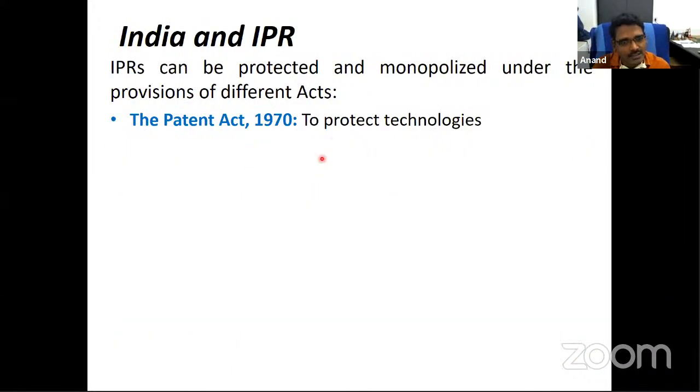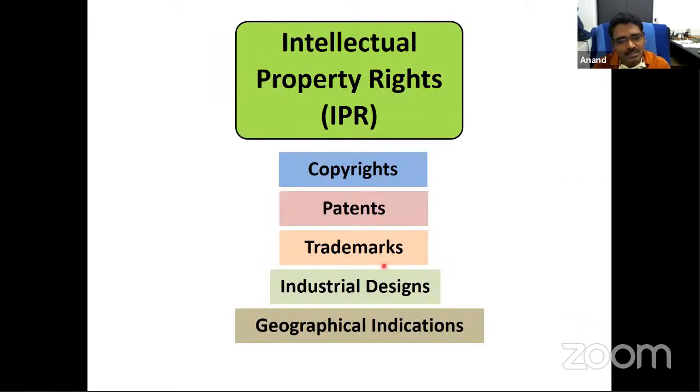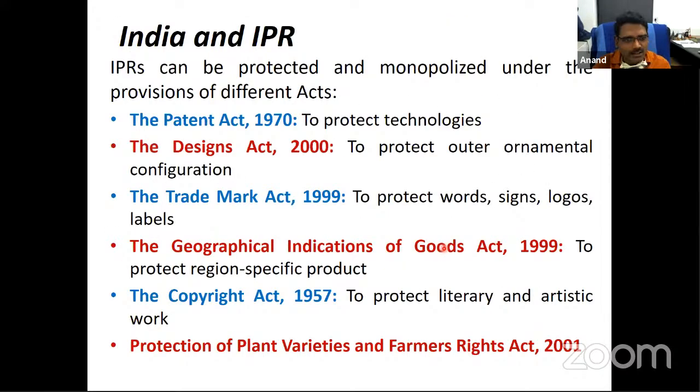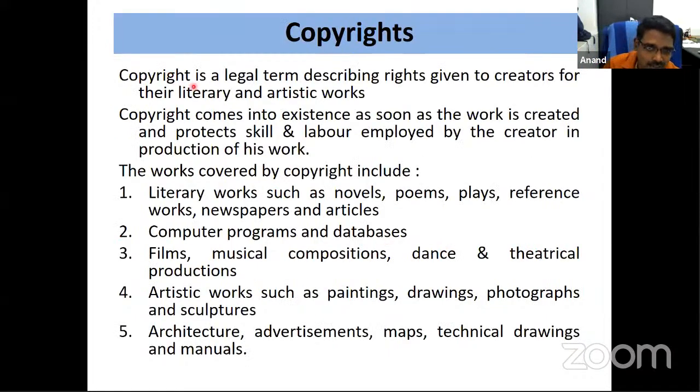The topics are copyright, patents, trademarks, industrial designs, and geographical indications. When we look at copyrights, we all know that copyright is a legal term describing rights given to creators of their literary and artistic works. A copyright comes into existence as soon as the work is created and protects the skill and labor employed by the creator in the production of his work. So you need to have a copyright for literary and artistic works.